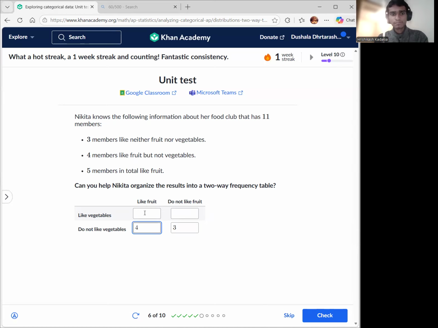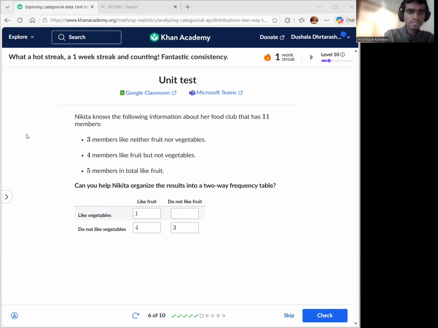Five, right? So maybe there's one person who likes fruit, and that person has to like vegetables too. They're saying five members like fruits, and four out of those five like fruits but not vegetables. So the other one would be liking both, because otherwise we won't be getting five here. So that's how we get here.